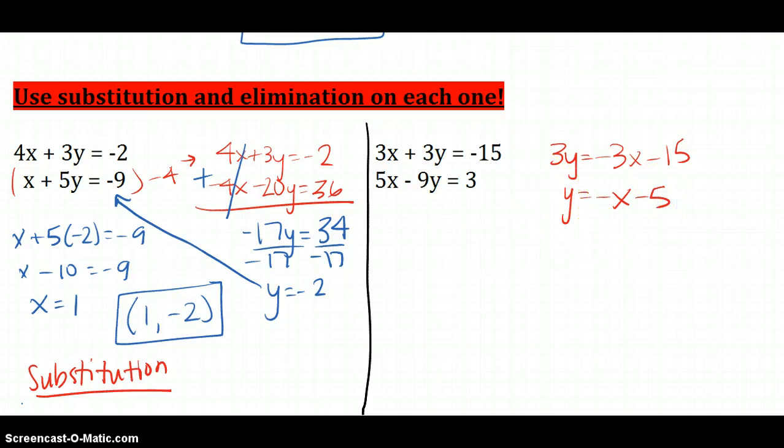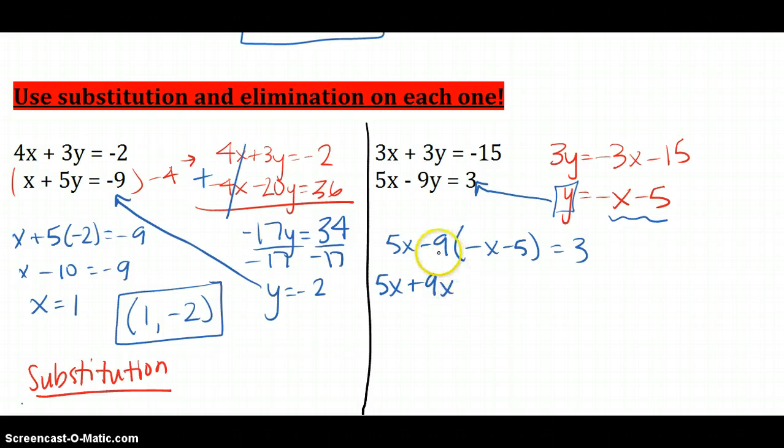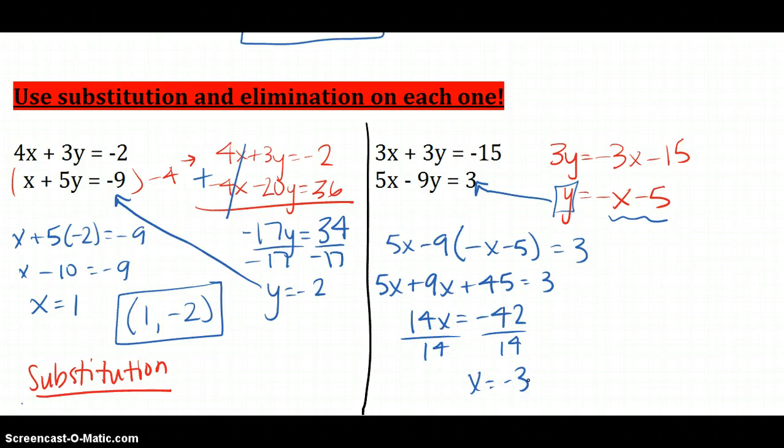So I'm going to plug this y into the other equation that I didn't solve for. So I have 5x minus 9. Instead of y, I'm going to write -x minus 5. Then I solve, so I need to distribute. So I get plus 9x, because negative times negative is a positive. Then add my like terms, so I get 14x, subtract the 45 to the other side. -42, divide by 14, and x equals -3.